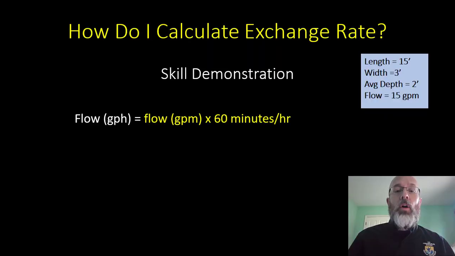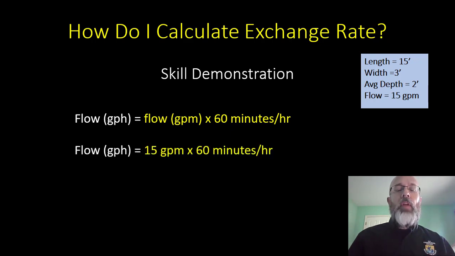Next, we need to convert flow in gallons per minute to gallons per hour, and that's simply multiplying gallons per minute times 60 minutes per hour. Our flow rate was 15 gallons per minute times 60 minutes per hour, and that gives us 900 gallons per hour.